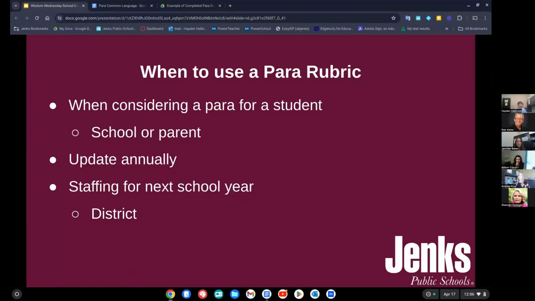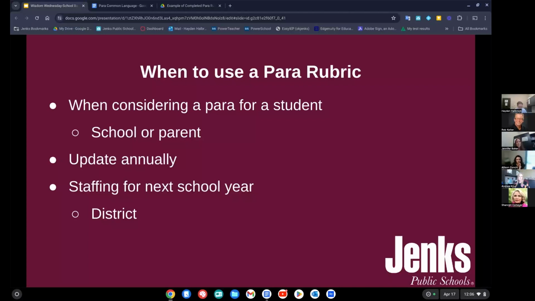We ask our staff to do it annually, so we want it up to date because things could change. We could start the year off where we think yes, they need this para, and we go through the rubric and they definitely need it. And then towards the end of the year, we're not too sure. So we complete another rubric to decide if we need to either take the para completely away or maybe not use the para as much. So we're gradually taking that support away so they are in their least restrictive environment.